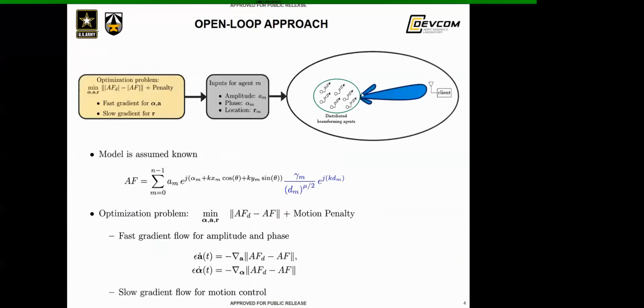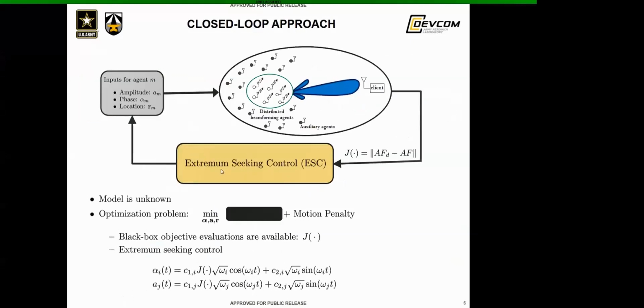So the first approach to this problem is an open loop approach, where we assume we know the objective function, we know the expression for the objective function, and we simply take a gradient flow. We take a fast gradient flow for the amplitude and the phase, and a slow gradient flow for the motion. The closed loop approach assumes we don't know anything about the objective function or the radiation pattern, but we assume we do know the motion penalty term because it's described by the user. So we use an extremum seeking control to adjust our amplitude and phase that depends on the unknown objective function, while we use the gradient flow to minimize the motion penalty term.